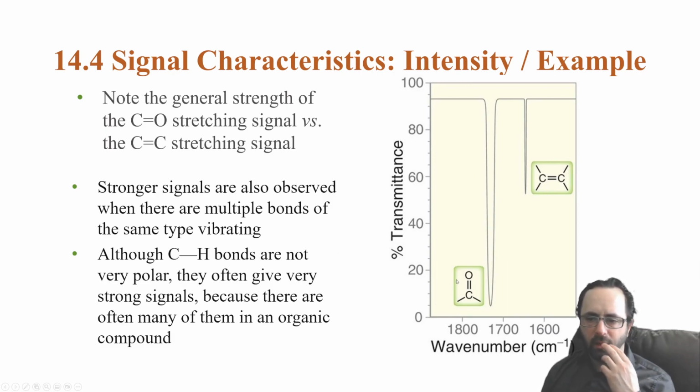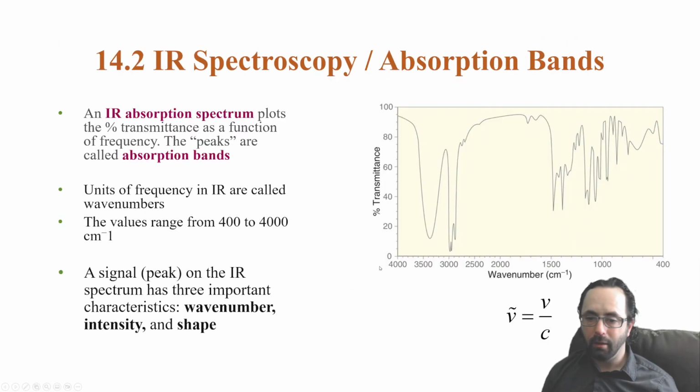In terms of the intensity, it depends on the polarity of the bond as well. Carbon-oxygen is a very polar bond, so you end up with a more intense signal than a carbon-carbon bond, which is not polar. Although carbon-hydrogen bonds are not very polar, they can give strong signals because there are so many of them. So the intensity is related to the polarity of the bonds, more polar being more intense, and also how many there are. So when you see sp3 CH bonds, like going back to this spectrum here, these tend to be very intense because there are so many of them right on top of each other.